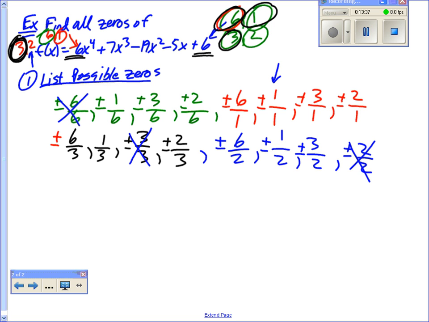3 over 6, we should have 1/2 already listed. See the 1/2 already listed right there. 6 over 3, we already have 2 listed. 6 over 2, we already have 3, plus and minus 3, already listed. 2 over 6, we already got 1/3 listed. So it looks like we got plus minus 1/6, 6, 3, plus minus 1, plus minus 3, plus minus 2, 1/3, 2/3, 1/2, and 3/2. I think that's all of them.